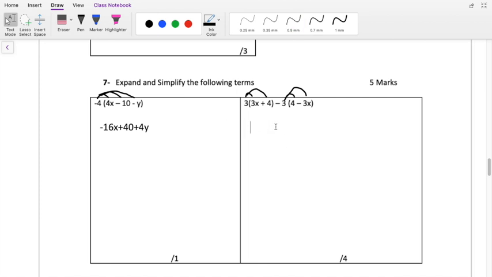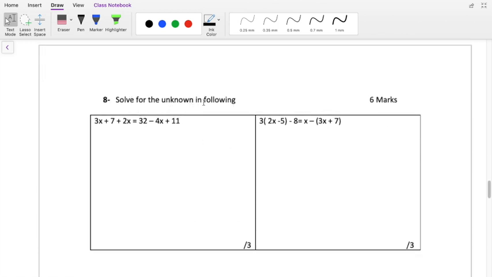So 3 times 3 is 9, include the x, plus 3 times 4 is 12, minus 12, negative 3 times 4, and negative 3 times negative 3 is positive 9x. Then we're going to collect like terms, so let's highlight my like terms. I do my x's and I do my numbers. So my next line is going to be 9 plus 9 is 18x. Then negative 12 plus 12 is 0. So I'm done there.